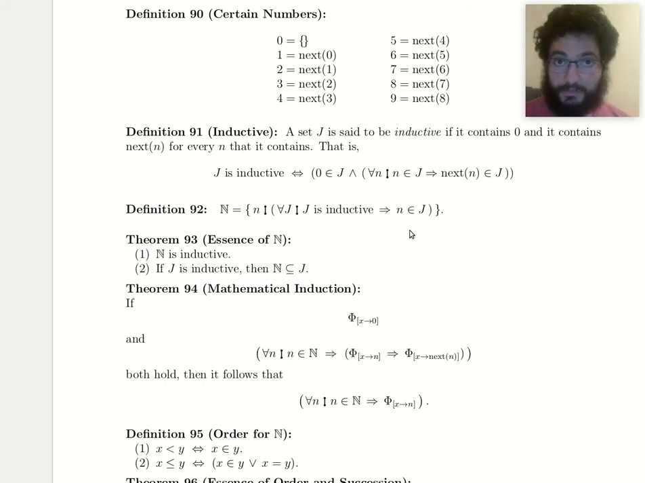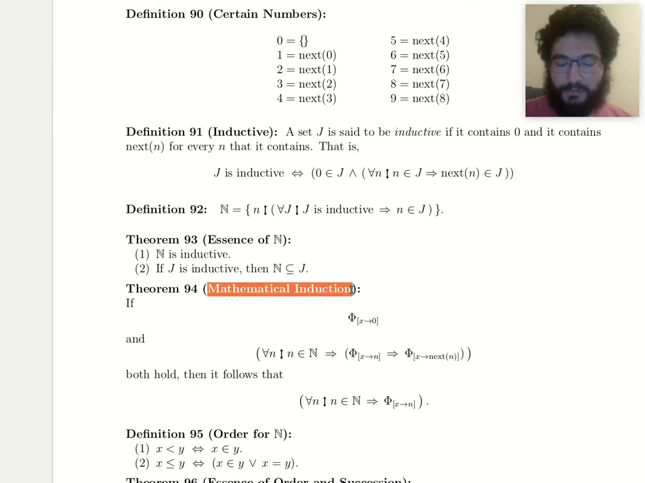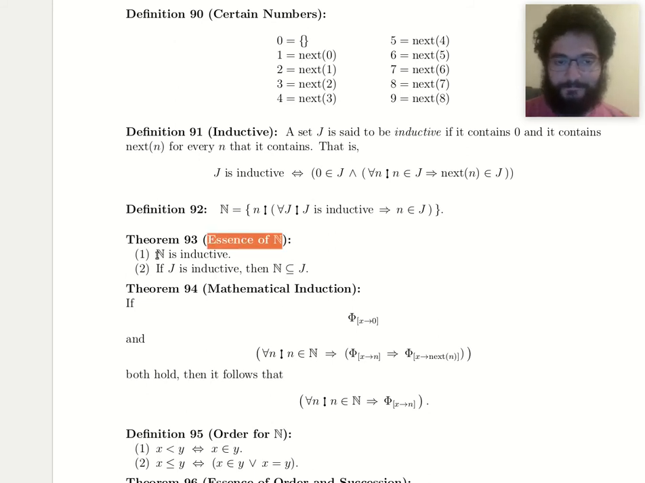In fact, in practice, what you'll find for the rest of the quarter, as we're going to spend the rest of the quarter working with natural numbers, is that it's Theorem 94 that you're going to use. Theorem 94 repackages these two statements into a format called mathematical induction. And this is what you will use over and over again when you work with natural numbers. So maybe it's really Theorem 94 that should be called essence of N. But I'm giving the name to this one since this is the compact way of saying pretty much the same things that are being said here. Okay, let's get to it.